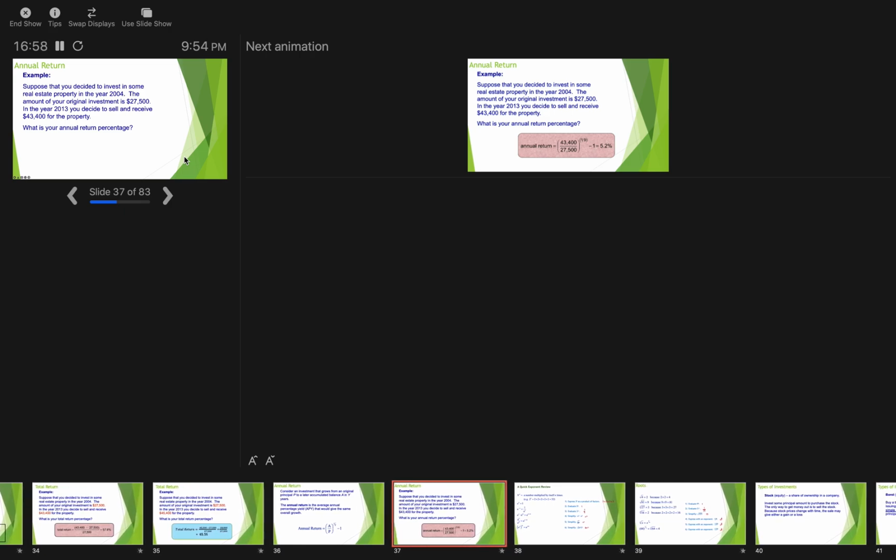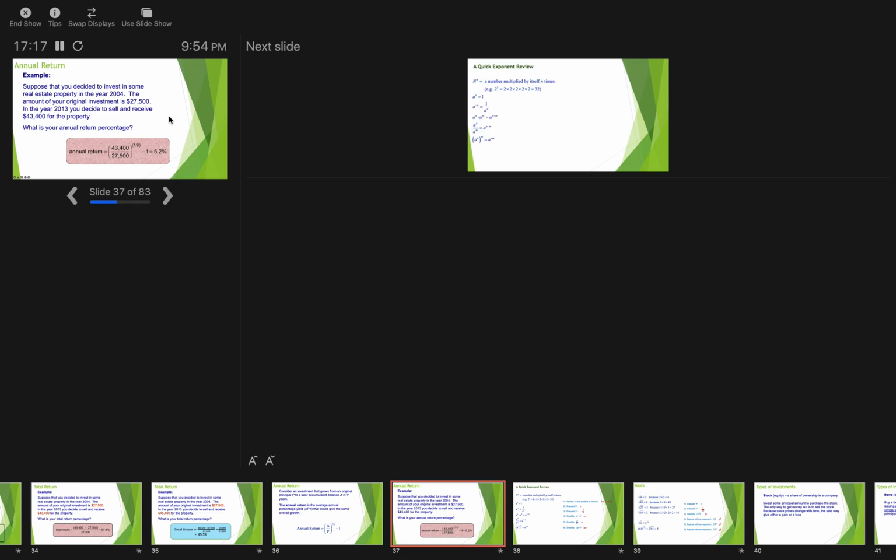So suppose you decided to invest in some real estate property again in the year 2004, and the amount of your original investment is $27,500. In the year 2013, you decide to sell and get $43,400. What is your APY, your annual percentage rate return? Well, there you go. The annual return is $43,400 divided by the 27.5 to the 1/9 power, and then you subtract 1, and that gives you 5.2%.